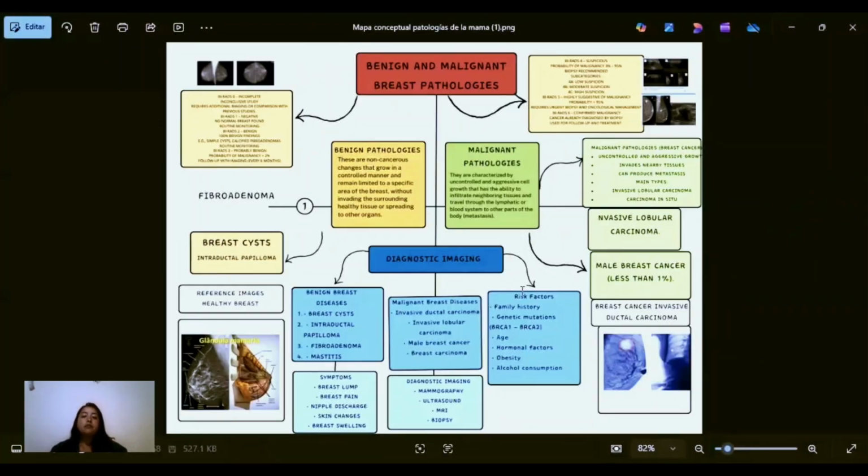Breast ultrasound. Uses ultrasound with high frequency waves. Function: evaluates lumps, nodules, cysts, and palpable masses, complementing mammography. Advantages: non-invasive, no radiation, useful for differentiating cystic from solid lesions. Limitations: operator dependent, less sensitive than mammography for detecting microcalcifications.